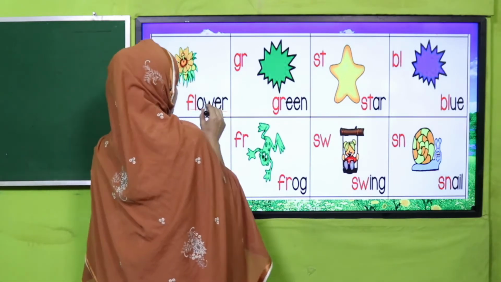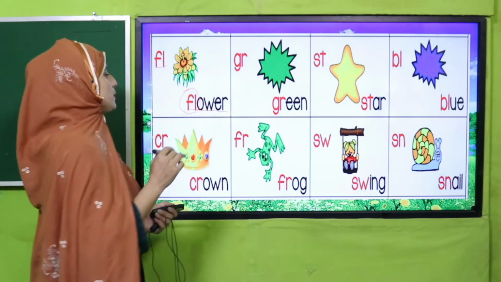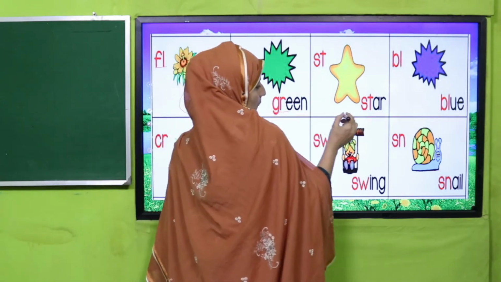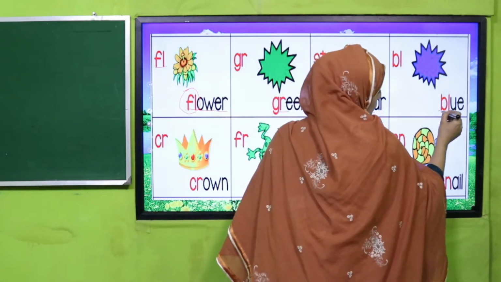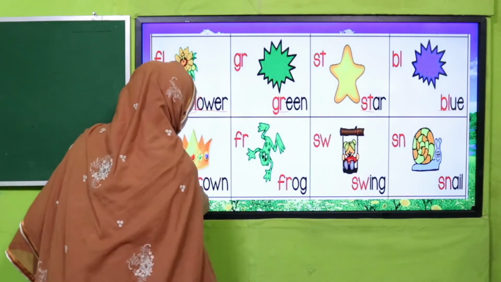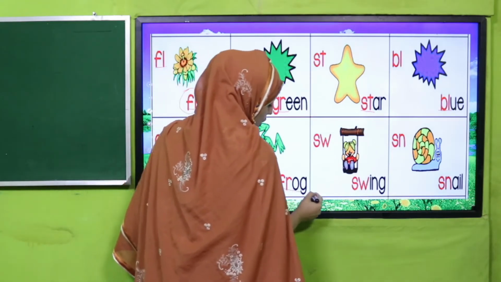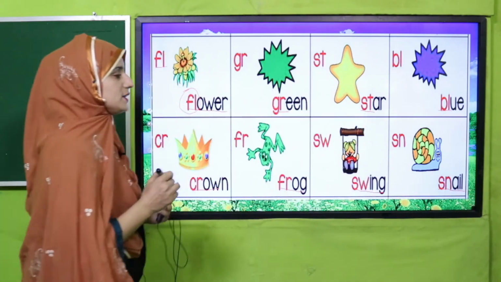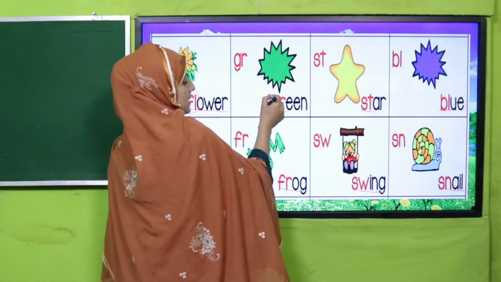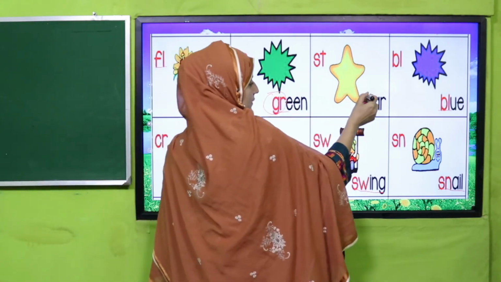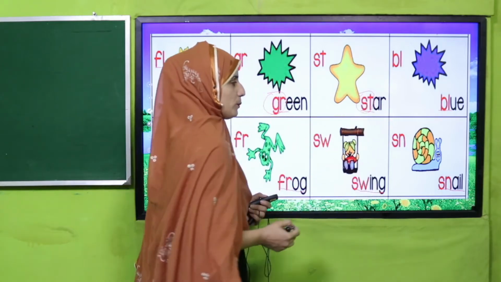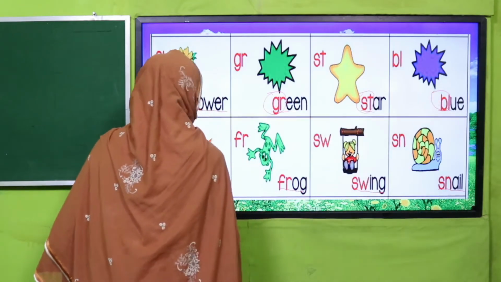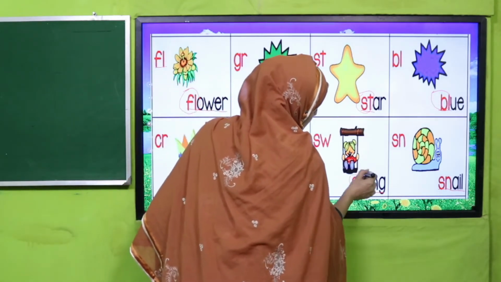FL, flower. That FL is a combination of 2 letters and there is no vowel. We can judge there: green, star, blue, crown, frog, swing, snail. And in these examples, you can judge that the consonant clusters are there: GR, ST, combinations of 2 consonants without a vowel. So these are called consonant clusters.